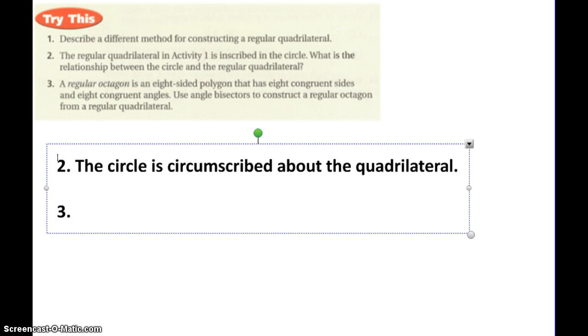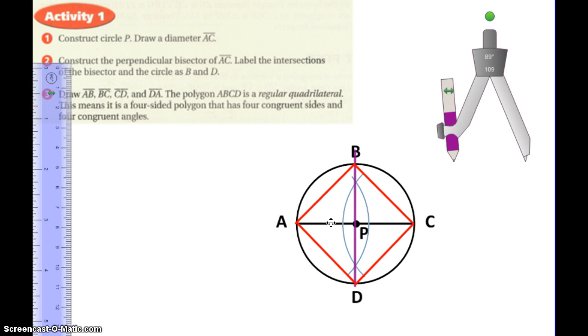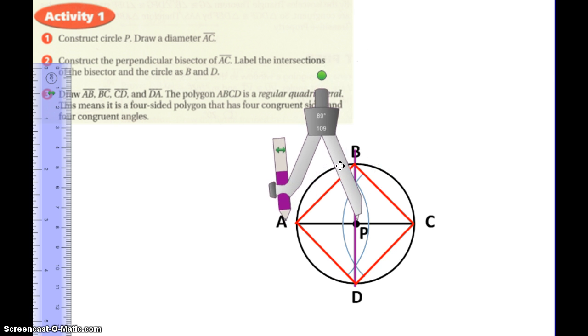Number 3 says a regular octagon is an 8-sided polygon that has 8 congruent sides and 8 congruent angles. Using angle bisectors, construct a regular octagon from a regular quadrilateral. Basically what we would do here is we would bisect angle APB. And when we cut that in half, let's go ahead and do that. I'll get a different color.